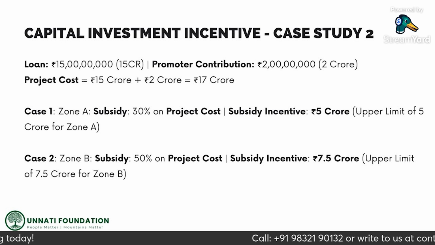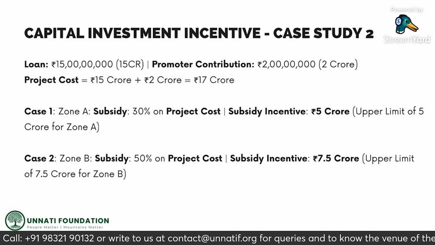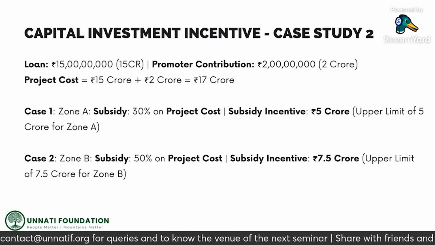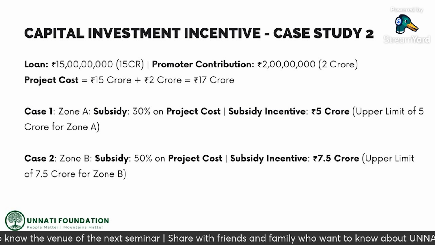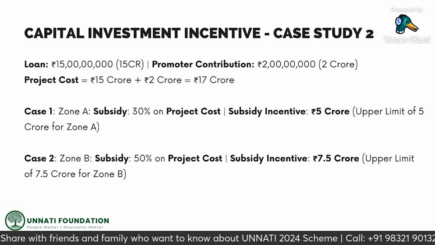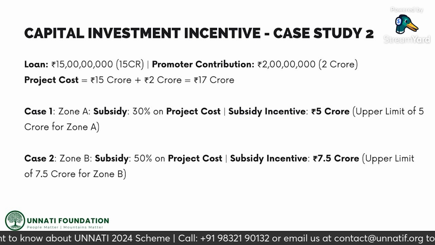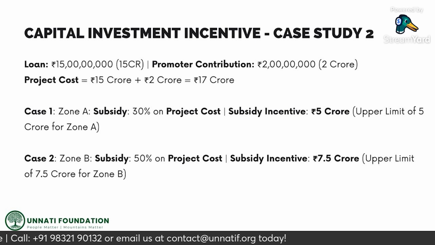To understand upper limits, let us take this case study. Loan is 15 crore and promoter contribution is 2 crore. Therefore, total project cost is 17 crore. For Zone A, even though 30% is 5.1 crore, the subsidy is 5 crore only. For Zone B, even though 50% is 8.5 crore, the subsidy is 7.5 crore only. These limits have been set by the scheme.